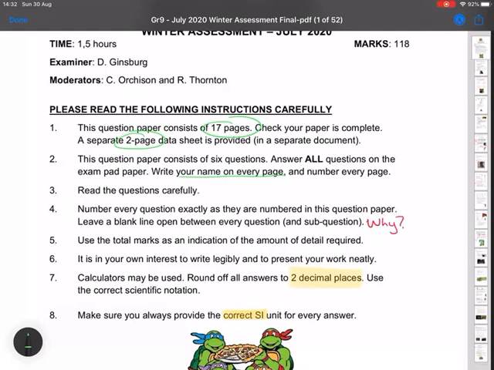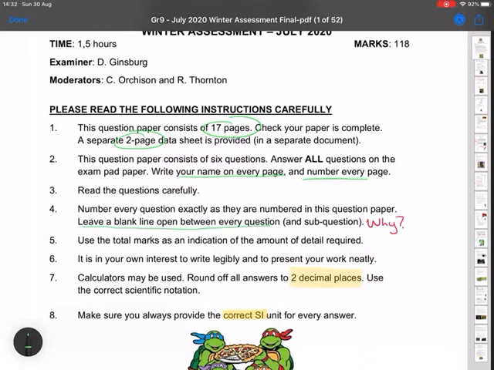Also number every page. That way we can see if you've left out a page, or if when you scan it, it doesn't come through in the order it's meant to, we can arrange your pages correctly. So please number every page as well.